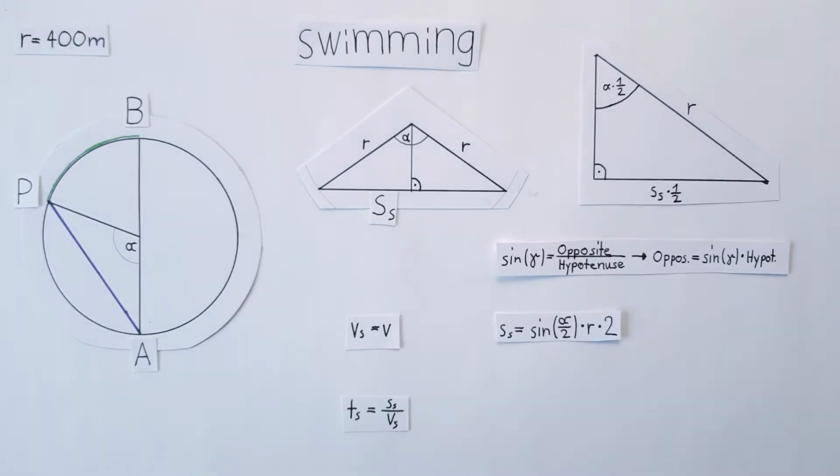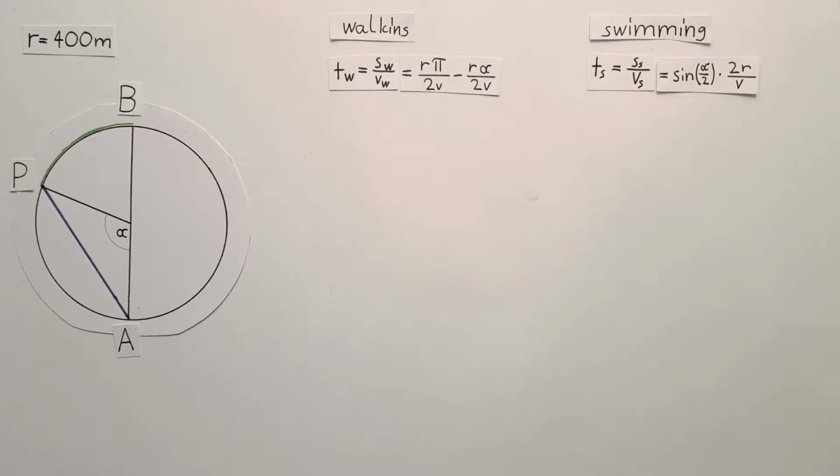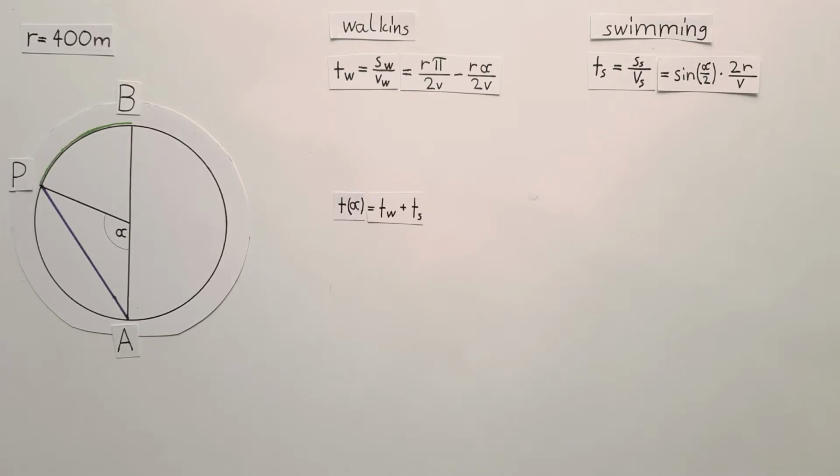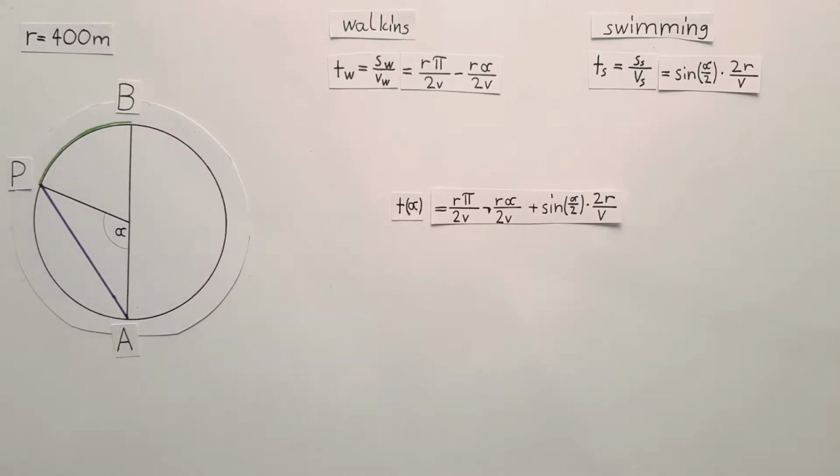Speed and time calculation are still the same. Therefore we can insert and get the swimming time. So finally we have everything we need to calculate the total time in dependency of alpha. T equals walking time plus swimming time. So let's insert that. We want to keep the time as short as possible. Therefore we want to optimize T. To do so, we have to take the derivative and then find the zeros.